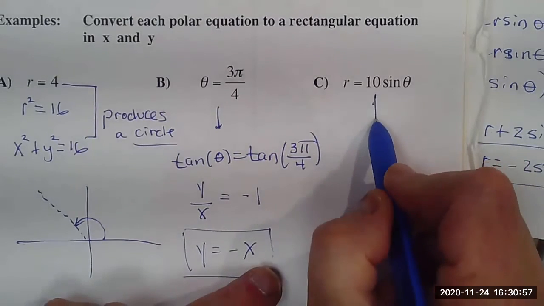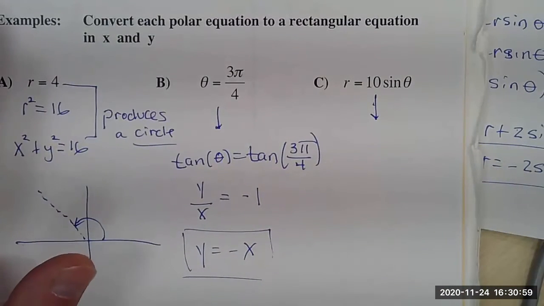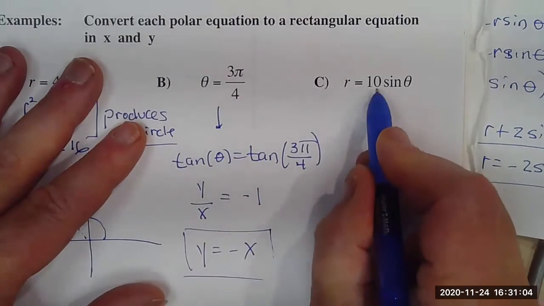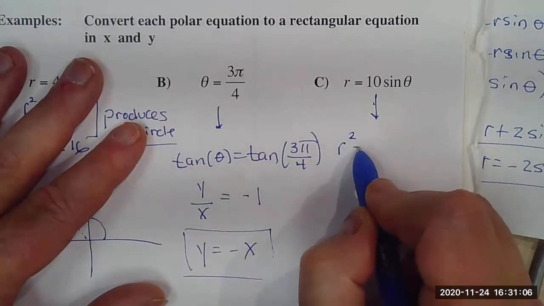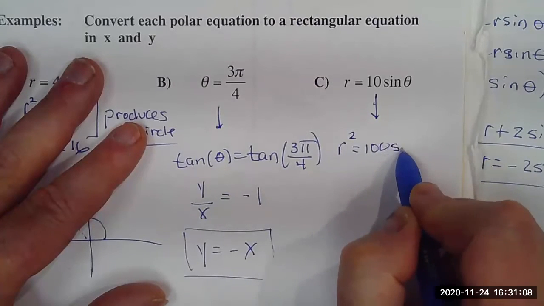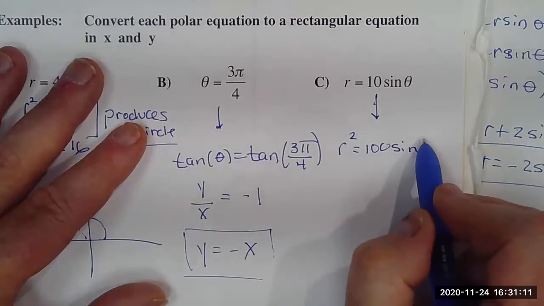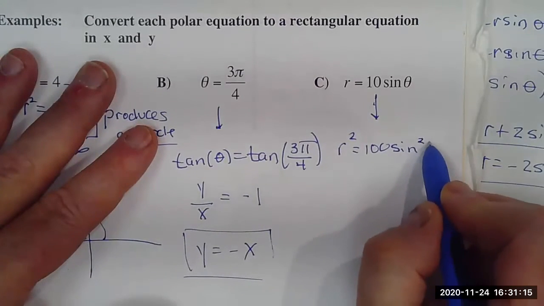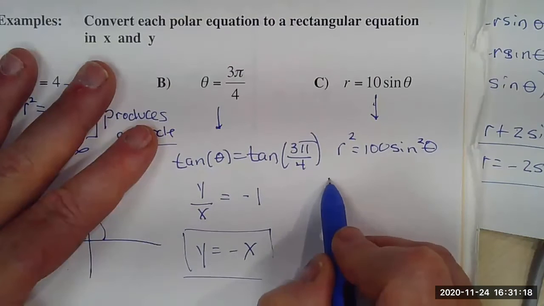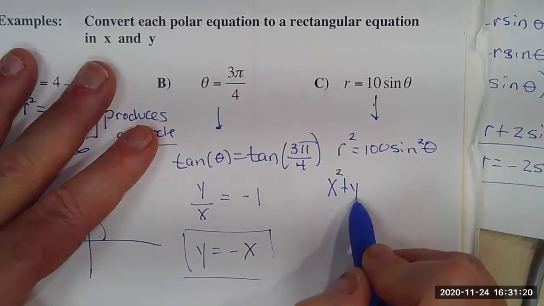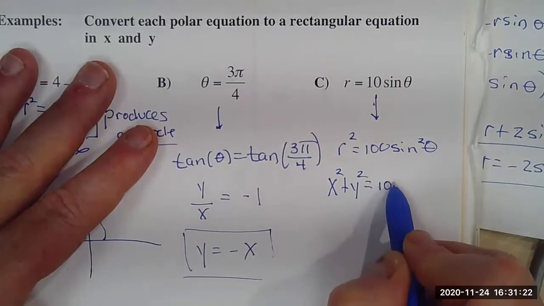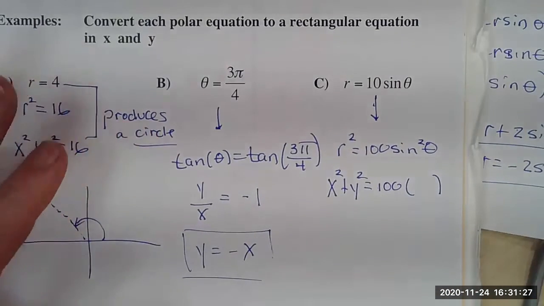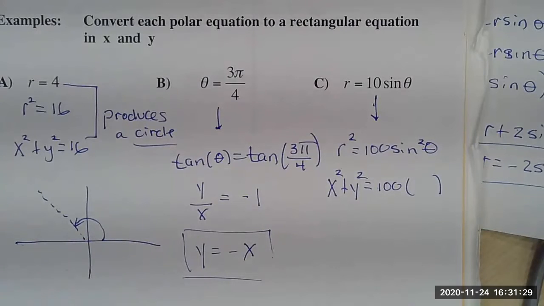And finally, this one, the strategy I'm going to use for this one is square both sides. That's what I'm going to do. So if I square both sides, I get r squared equals 100. Let's see if this will work. Sine squared theta. R squared is x squared plus y squared from above, 100. Okay, and then sine theta.